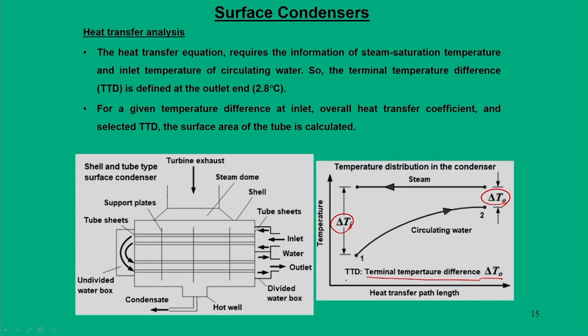This parameter is very vital, because it adds to the cost, sizing and performance of the condenser. The smaller the outlet temperature difference, the better the performance of the condenser. That is the reason the terminal temperature difference is kept as low as possible, and a typical number is close to 3 degrees centigrade. That means the difference between the steam temperature and the outlet temperature of the circulating water should be in the range of 3 degrees centigrade.